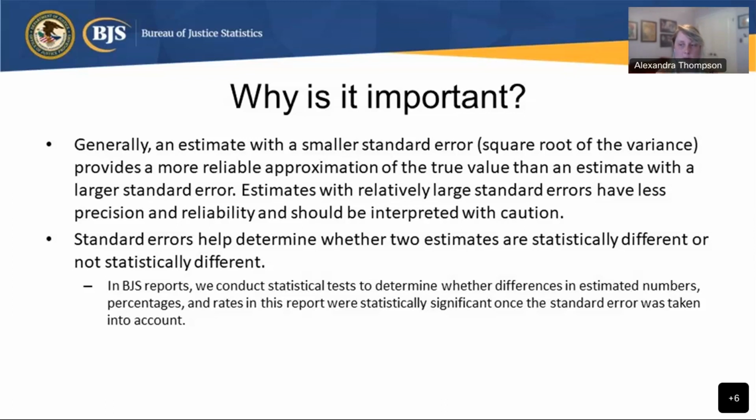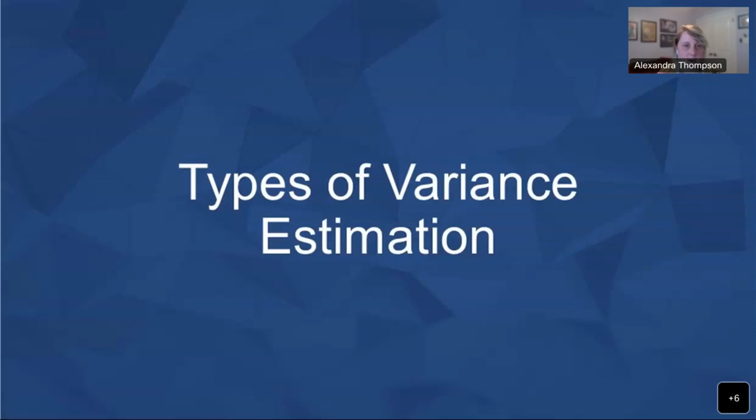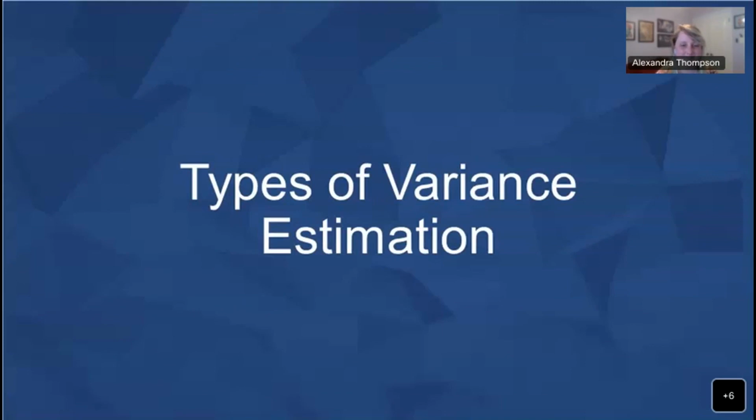Also with variance estimation, it's important to account for the NCVS's complex sample design. If you don't account for the design of the survey, then you may underestimate your variance, which could lead to inaccurate confidence intervals or inaccurate statistical comparisons. That's done through weighting, the weights that are present on the data file for the survey, and also some other variables which Marcus will go into during his portion of the presentation. Speaking of Marcus, I'll turn it over to him to talk about types of variance estimation.